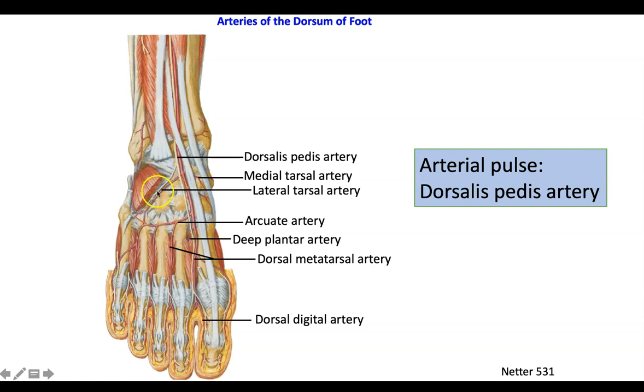There is a lateral tarsal artery. The lateral tarsal artery passes deep to the extensor hallucis brevis muscle. So it is difficult to see on the dorsum of the foot because it is underneath the muscle.